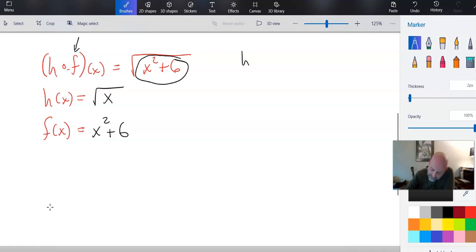So now if I look at this, h composed with f of x, right? h is the outside function. I'm saying it's the square root of x. So let's see, it's the square root of whatever my input is. And that's f of x.